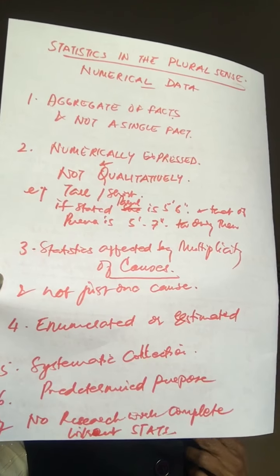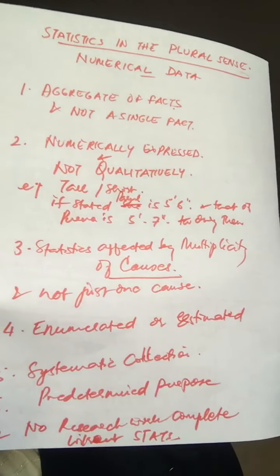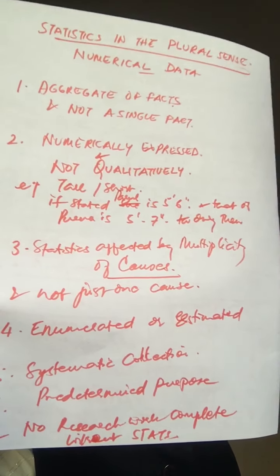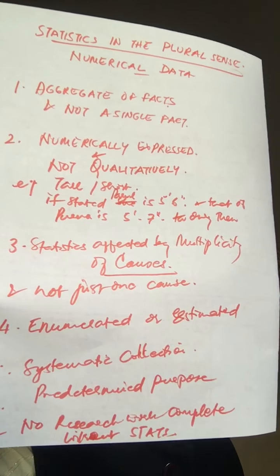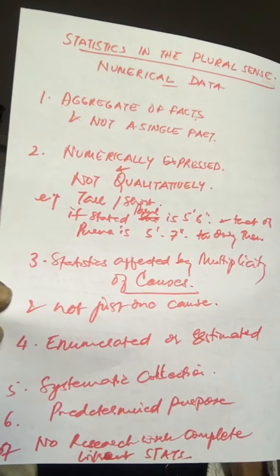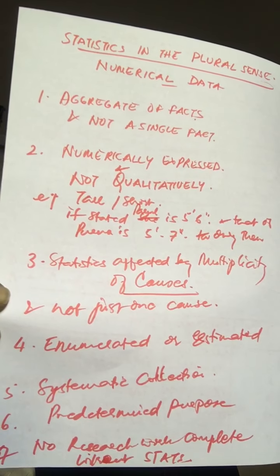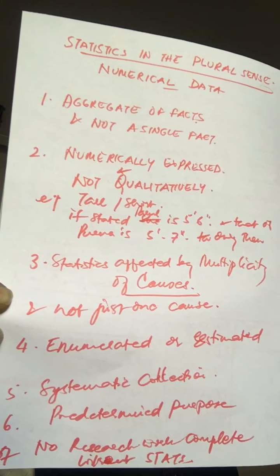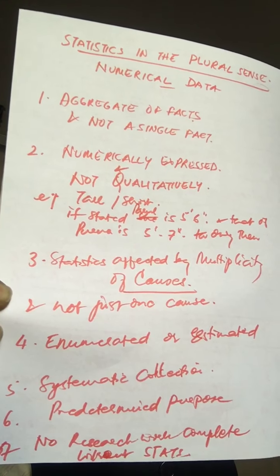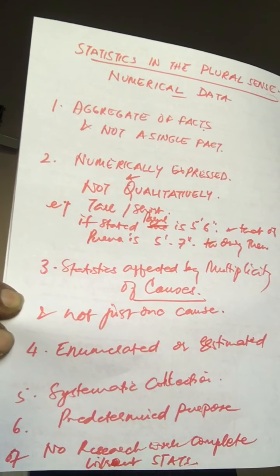Now, numerically expressed: they have to be expressed in terms of numbers. You can't say, oh, he's done good or bad, nothing of that sort. You can't say she's taller than the other person. You have to be very specific. You have to say 5 feet 6 inches as compared to Apurva who's 5 feet 7 inches, whatever.